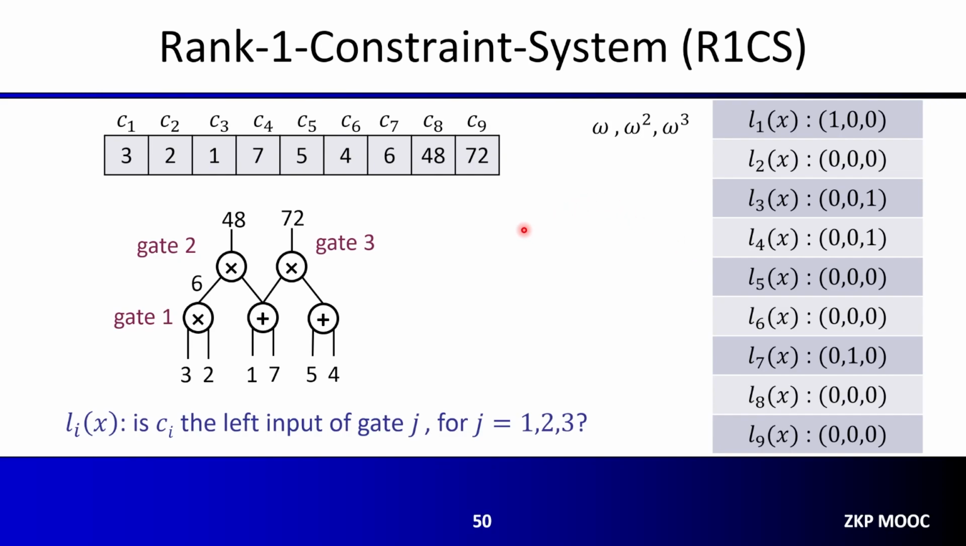So remember, in the example in the first part of the lecture, this is the computation of the arithmetic circuit, and taking the selector polynomial L_i(x) as an example, we're essentially asking the question whether each value is the left input of a gate.